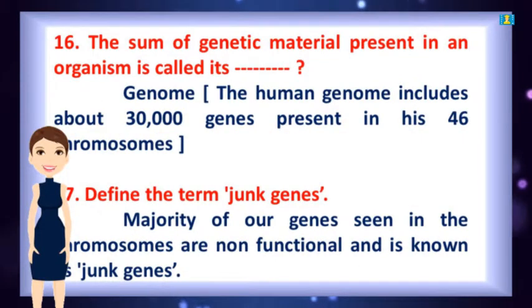Next question is, the sum of genetic material present in an organism is called dash. Answer is genome. The human genome includes about 30,000 genes present in its 46 chromosomes. Define the term junk genes. Majority of our genes seen in the chromosomes are non-functional and are known as junk genes.